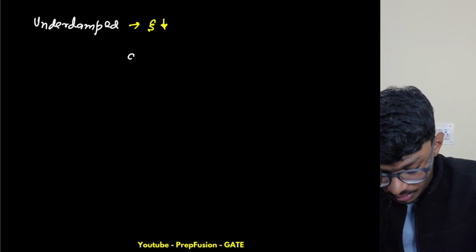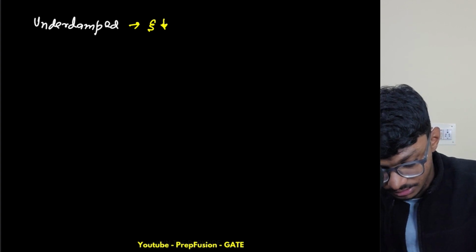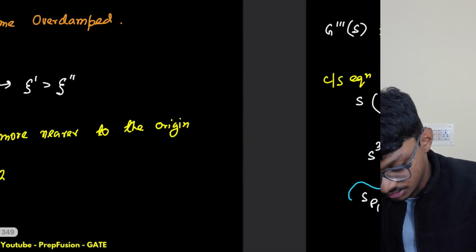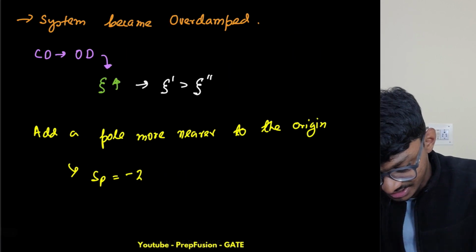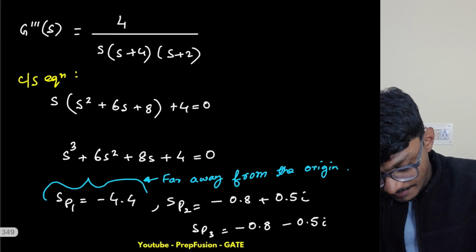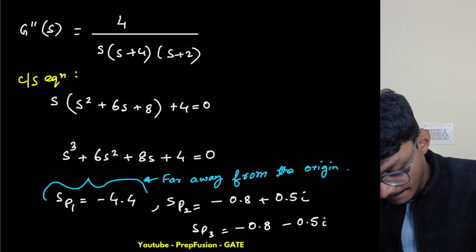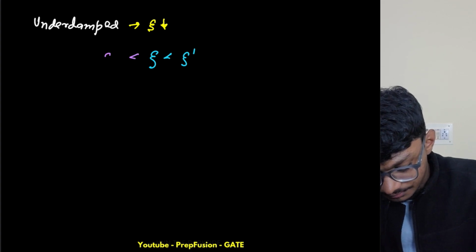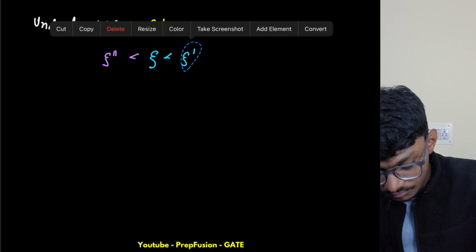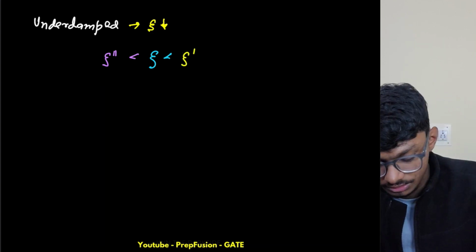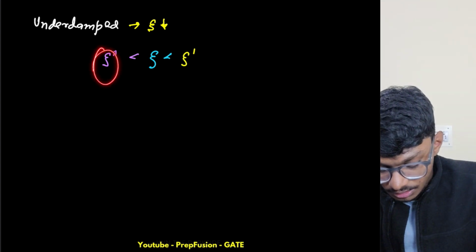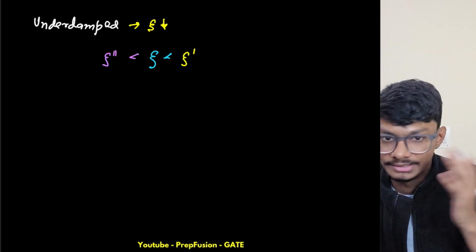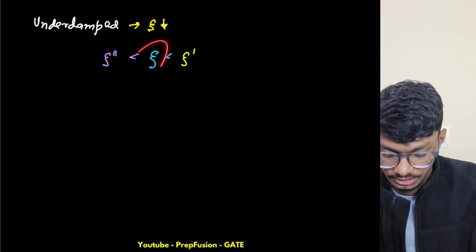So my zeta reduces. Obviously, what I can say is zeta will lie around here. Let me write this in a different pen. Zeta single dash will lie around here, and zeta double dash will lie around here, because it is underdamped, so obviously it will be less than 1. If it is overdamped, it will be more than 1. Here this is in between.